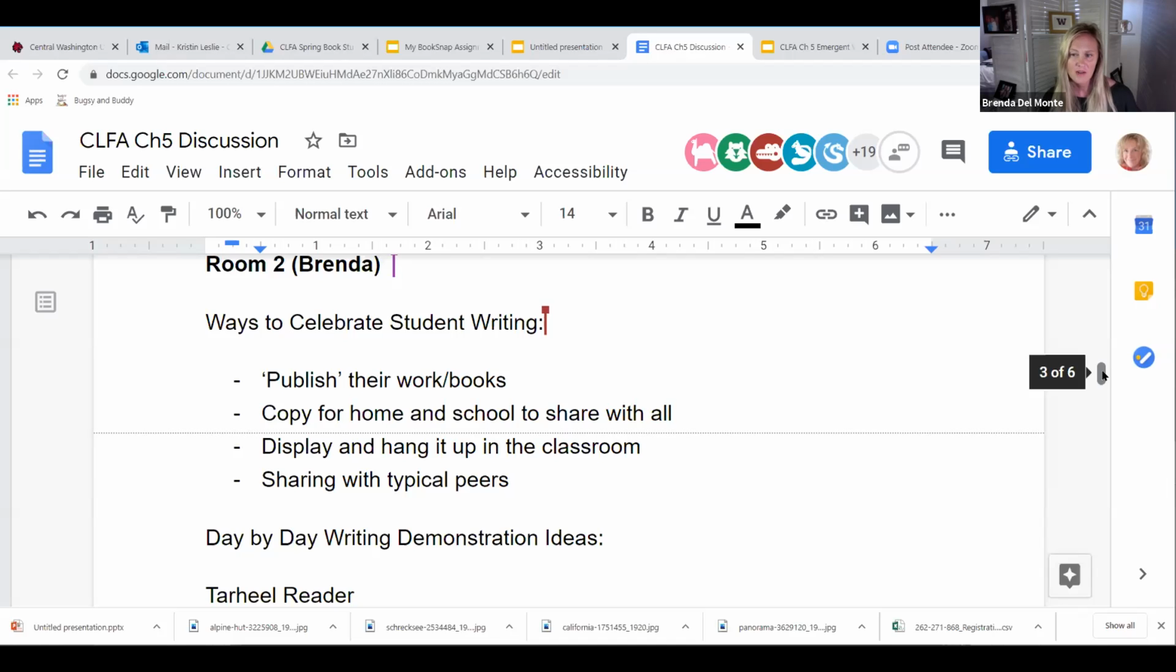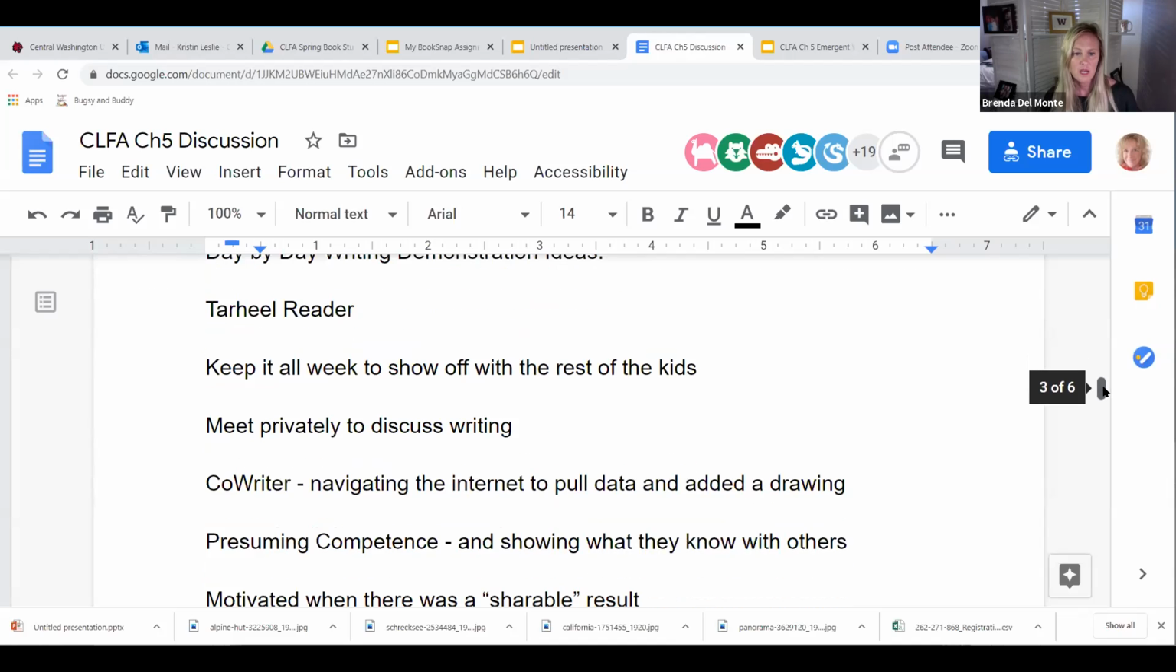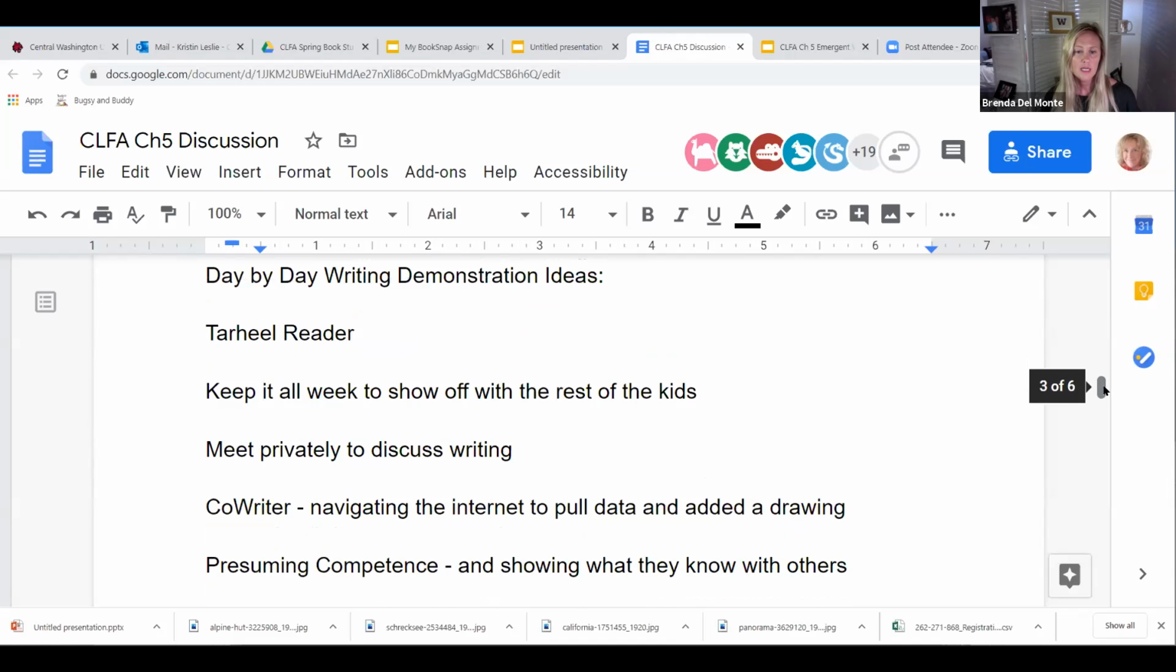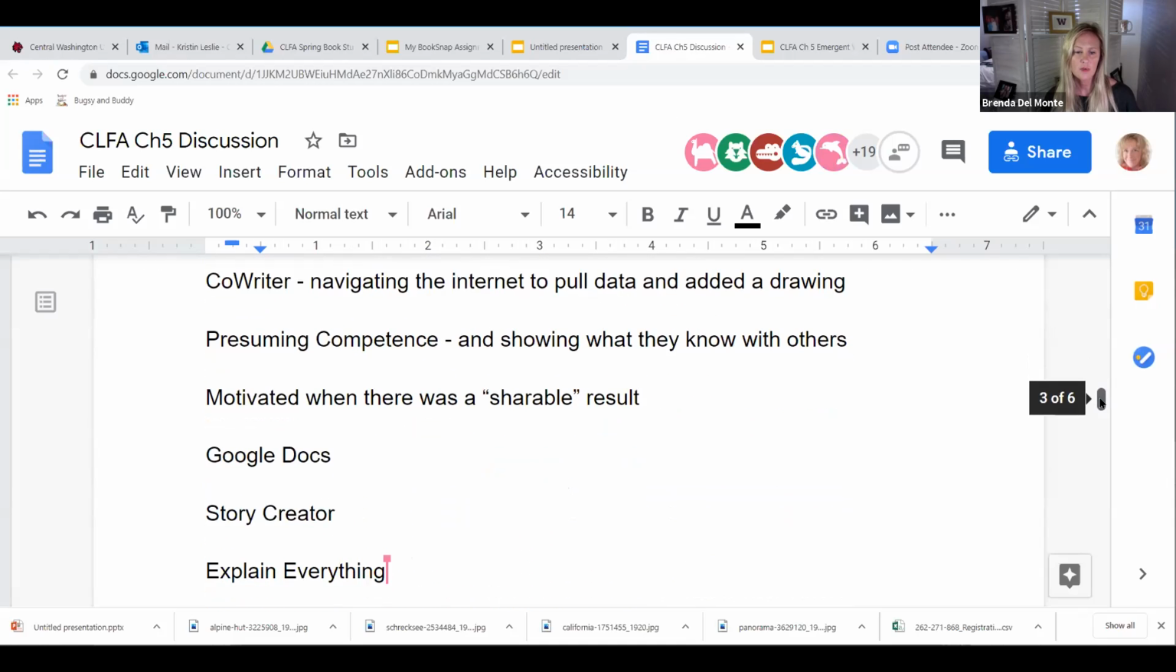Can you scroll down? I don't have control for some reason. And then co-writer, story creator, explain everything. There were several different apps on there, Google Docs.